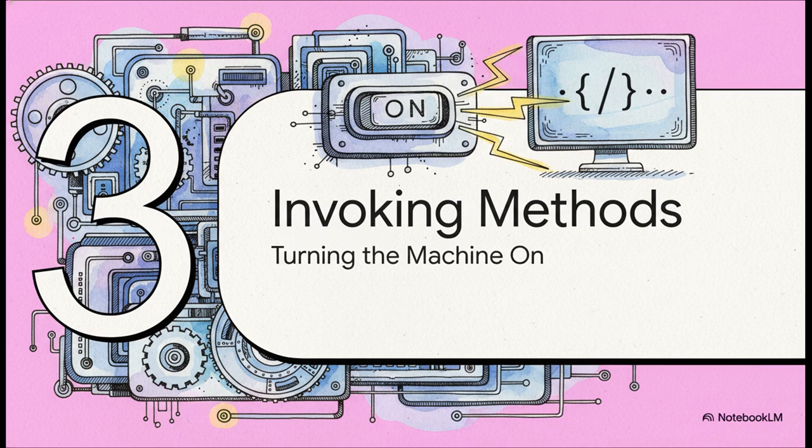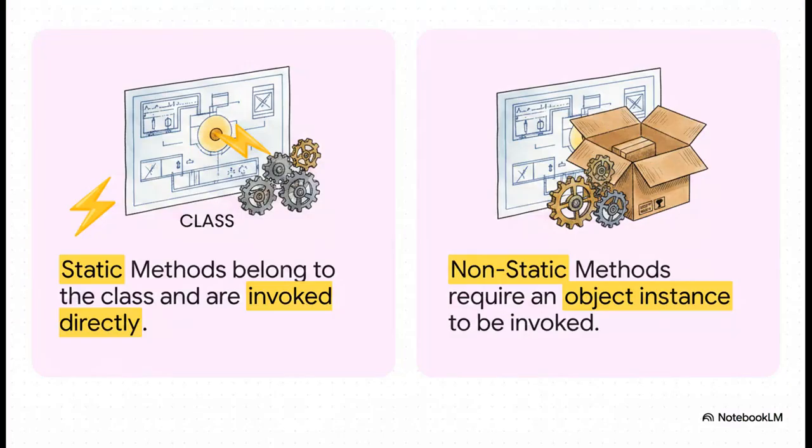All right, section 3, invoking Java methods. We've built the machine, but how do we turn it on? Well, Java calls this invoking a method. And there's a hard line drawn between the 2 ways you can do this, depending entirely on whether the method is static or non-static. Static methods belong to the class itself.